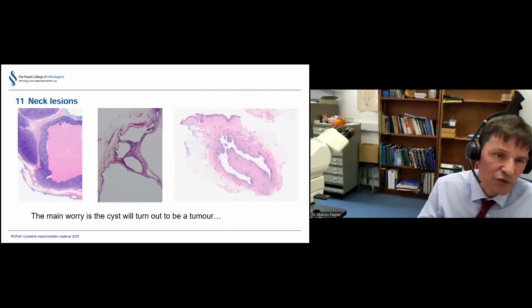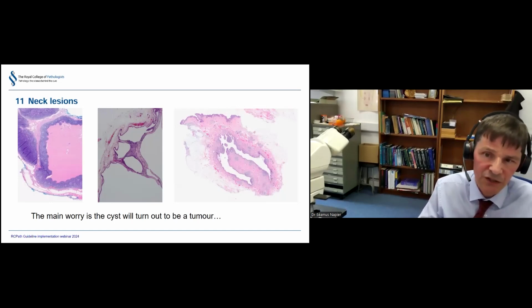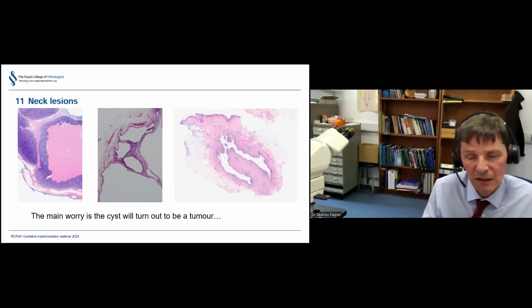Within neck lesions, the main worry for us is that it'll turn out to be a tumor. Here I've demonstrated 3 developmental cystic lesions: a branchial cyst on the left, a thymic cyst in the middle there, and then the sinus sternoclavicularis, as it's known, demonstrated on the right side. Most of these simple lesions are easily diagnosable on H&E.